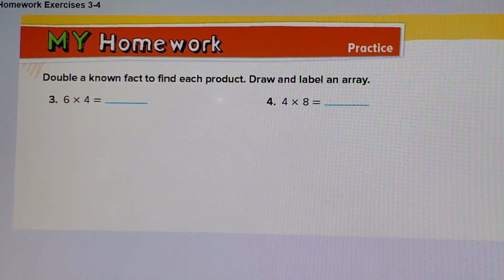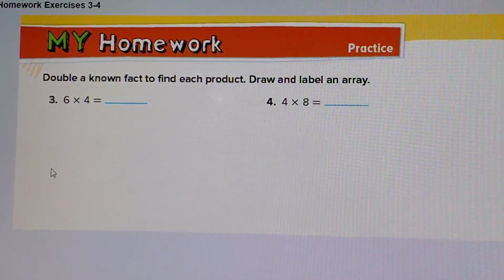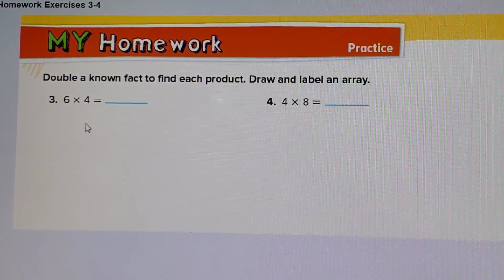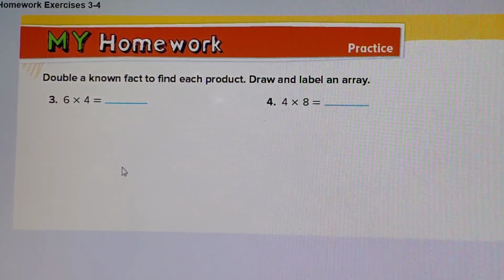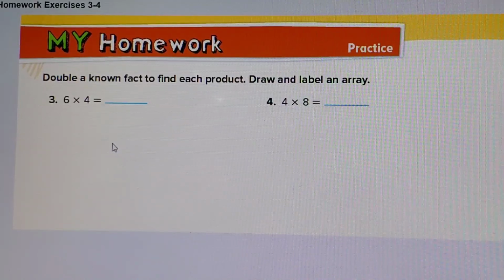Here we have my homework, numbers 3 and 4. And it says to double a known fact to find each product, draw and label an array. So we're going to decompose 4. So we're going to have 6 rows of 2. And you can write 6 times 2 equals 12. You'll draw another array of 6 times 2, 6 rows of 2, and write 6 times 2 equals 12. And 12 plus 12 equals 24.